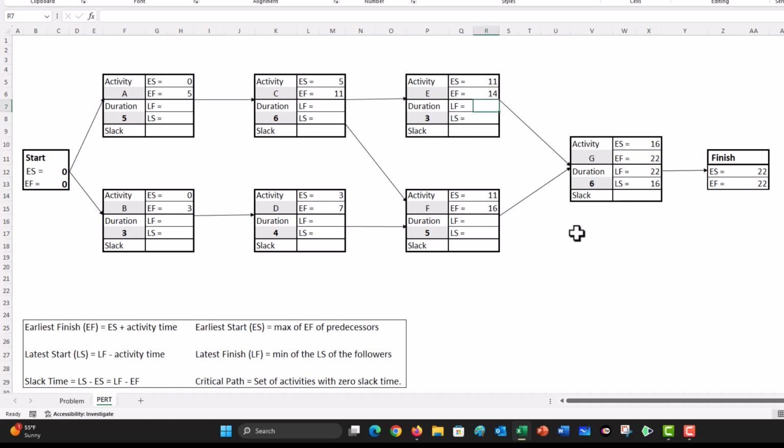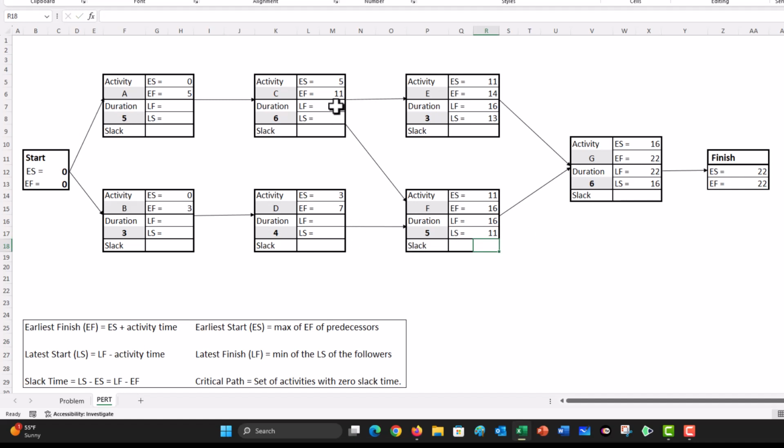The latest finish time for this activity is going to be the minimum of the latest start of the follower activities, which is going to be 16. The latest start time is going to be latest finish minus the duration, which is going to be 13. Now we go to activity F. The latest finish time again is going to be 16, which is the latest start of the follower activity, and its latest start is latest finish minus activity time, which is going to be 11.